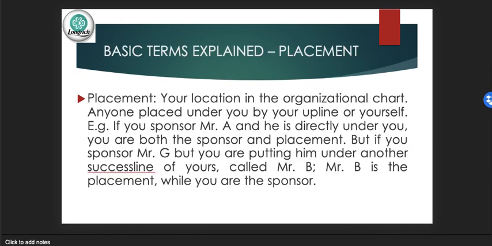And then you have placement. What's placement? Your location in the organizational chart. Anyone placed under you by your upline or yourself. So if you sponsored Mr. A and it's directly under you, you are both the sponsor and the placement. But if you sponsor Mr. G and you are putting him under another success line of yours called Mr. B, Mr. B is a placement while you are the sponsor.